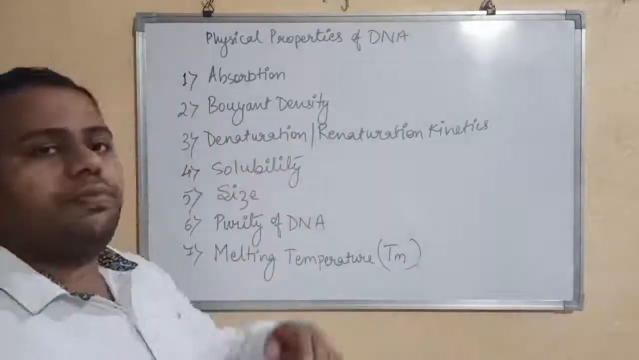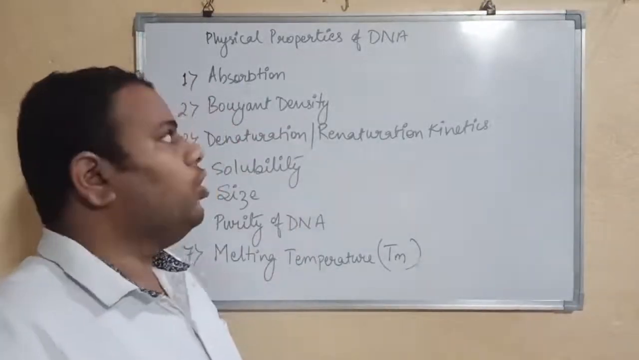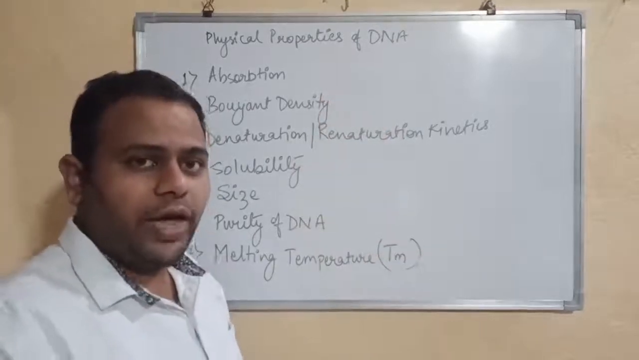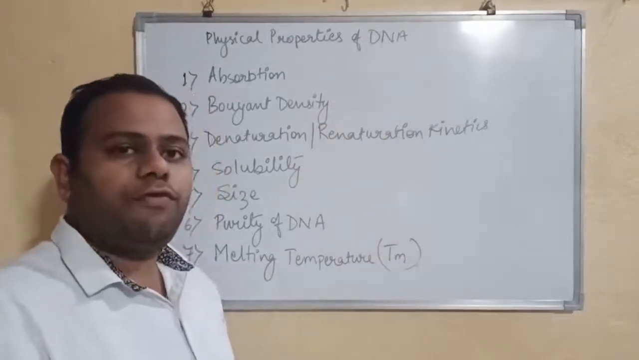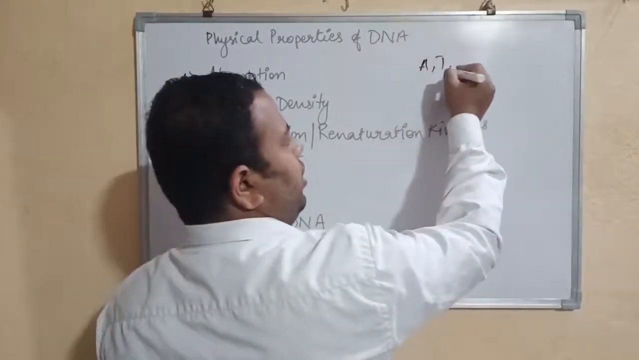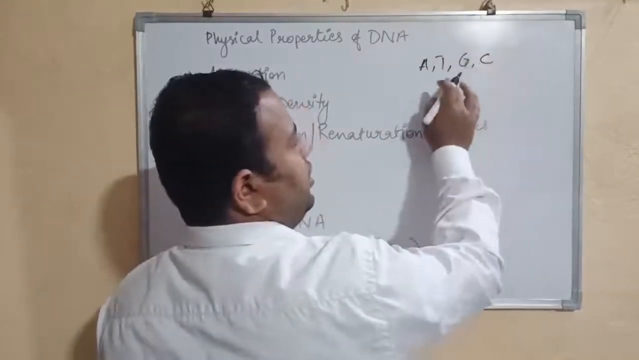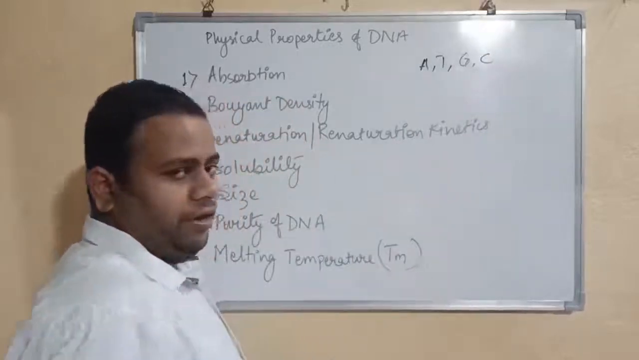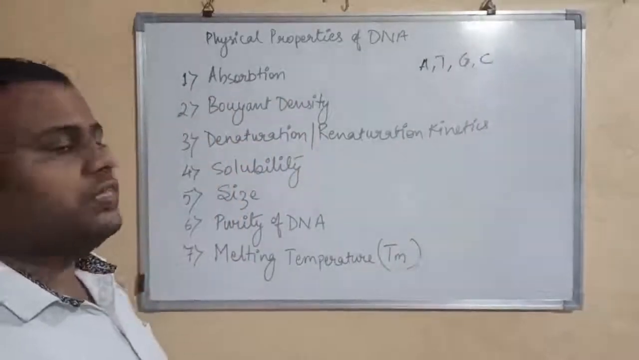Today we are going to see properties of DNA. As we all know, DNA, that is deoxyribonucleic acid, is a heteropolymer of nucleotides, that is A, T, G, C: adenine, thymine, guanine and cytosine. So today we are going to see the physical properties.